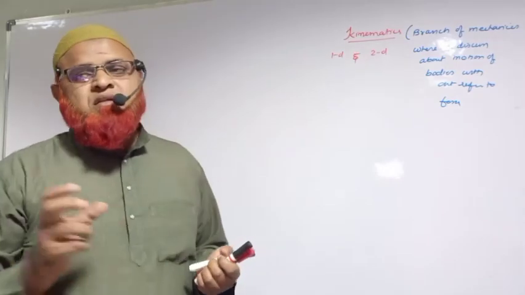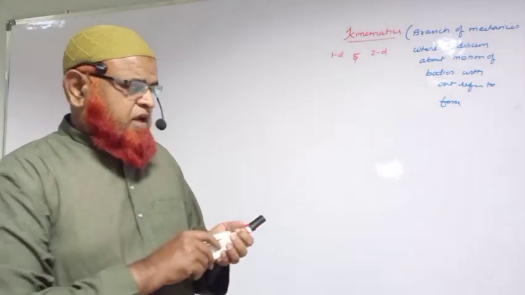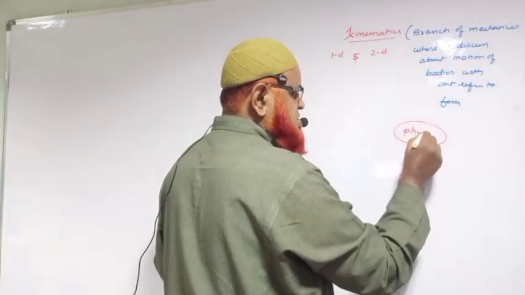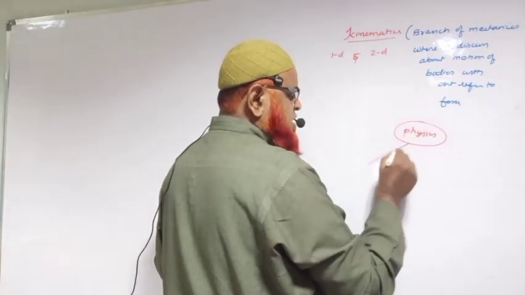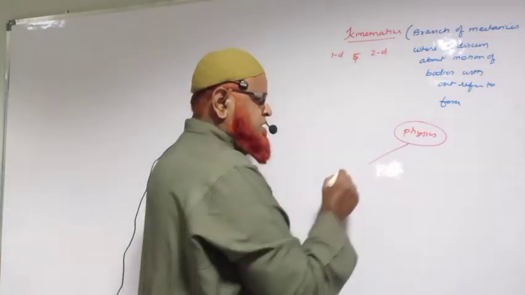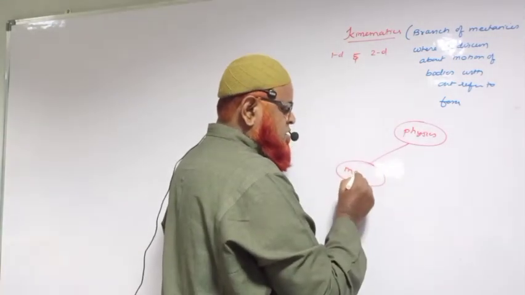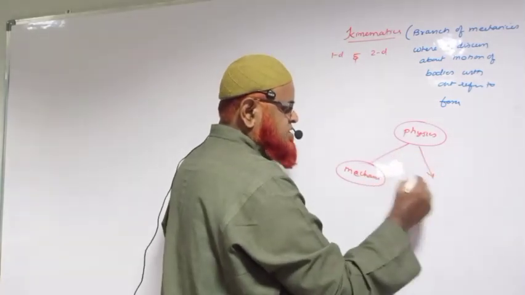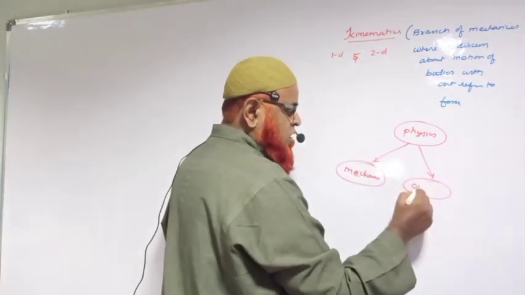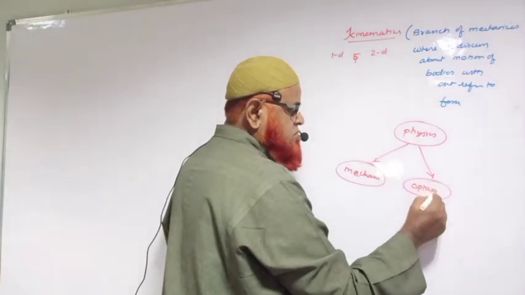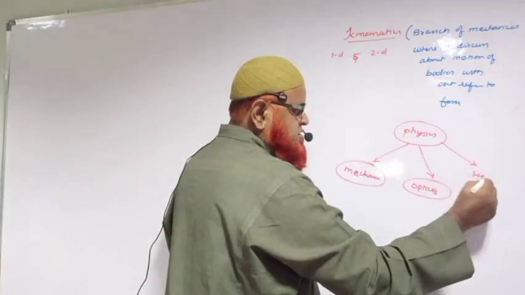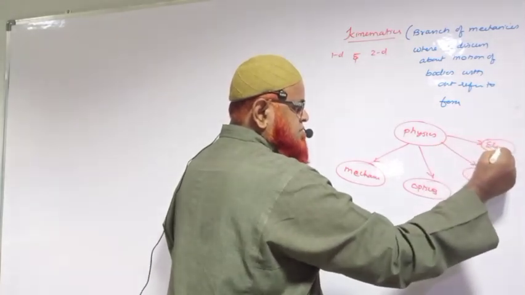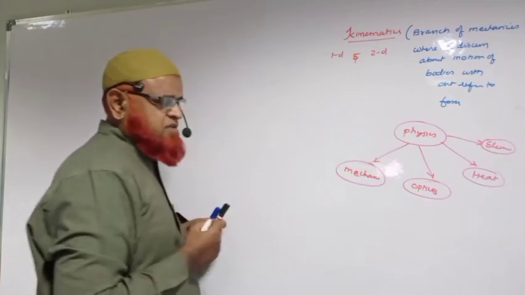And here, if you draw a diagram like physics, okay, so in physics there is one branch called mechanics, optics, heat, electricity. Like this there are many branches.